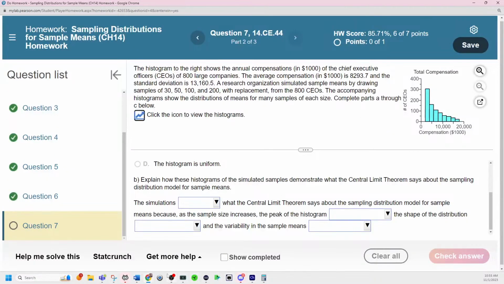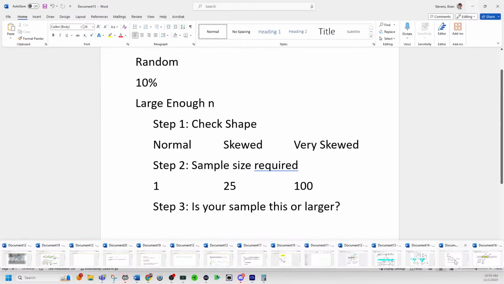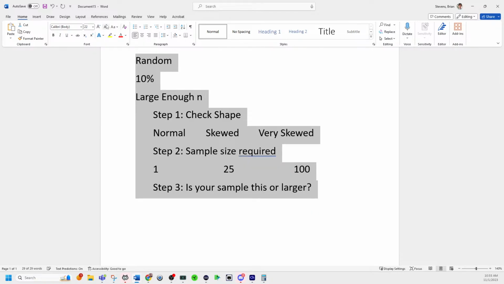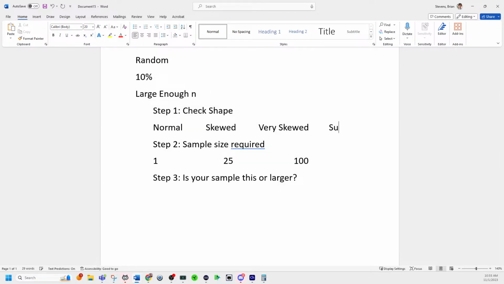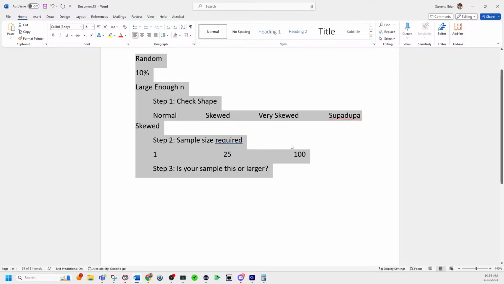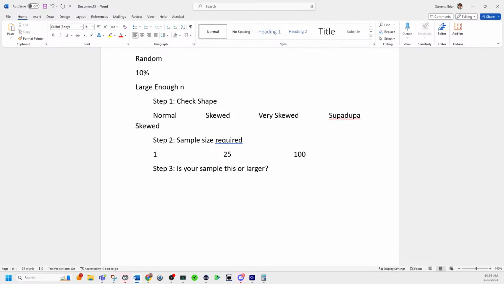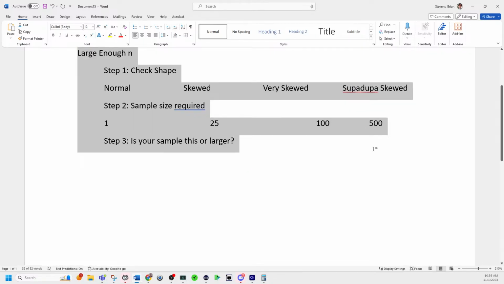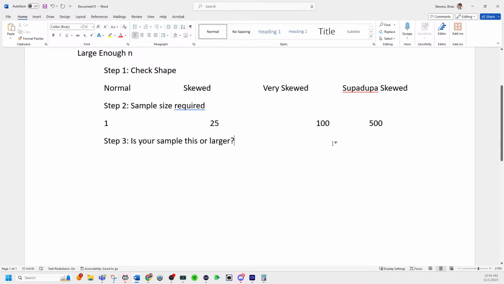So here's the thing. If it's normal, we only need a sample size of 1. If it's skewed, we need a sample size of 25. If it's very skewed, we need a sample size of 100. If it's super duper skewed, new terminology, then we need a sample size of like 500. The more skewed it is, the larger n needs to be. So super duper skewed is 500 right there, and it looks like we have a super duper skewed one.